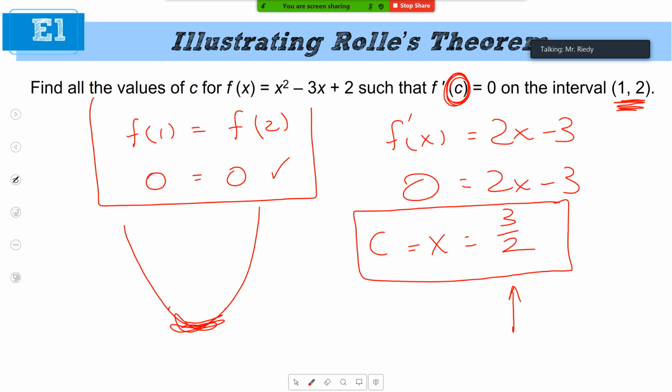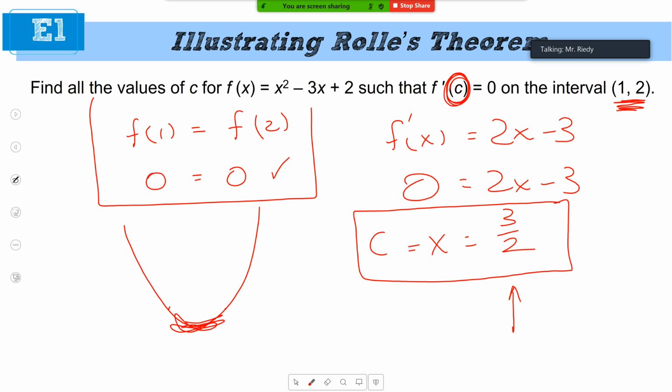All right. Like I said before, it's important that you understand Rolle's theorem before we move on. So if you have any questions whatsoever about Rolle's theorem, ask now. All right. Beautiful. Here we go.